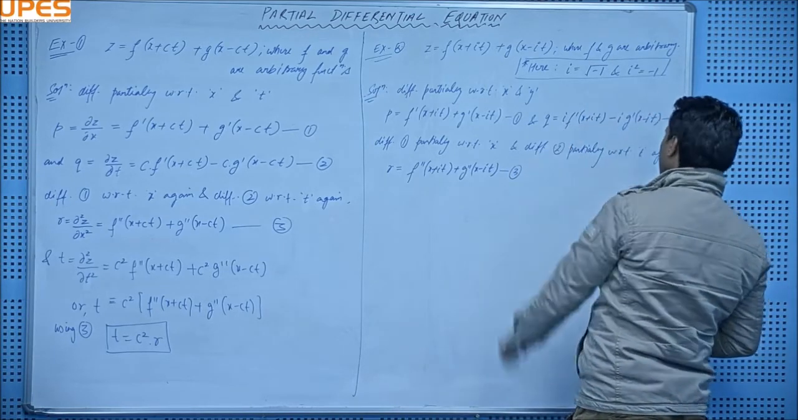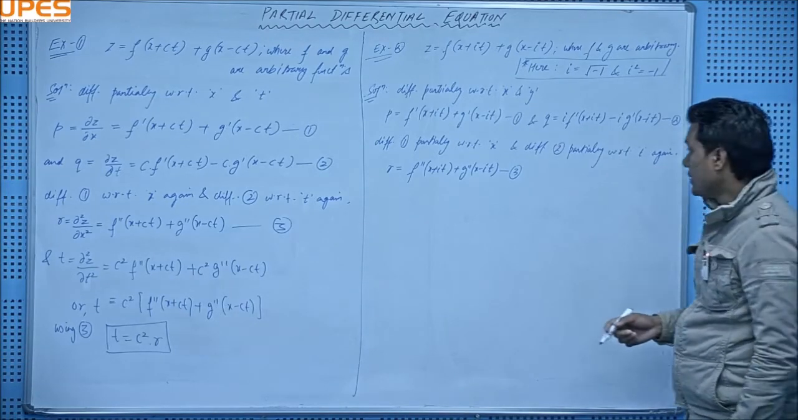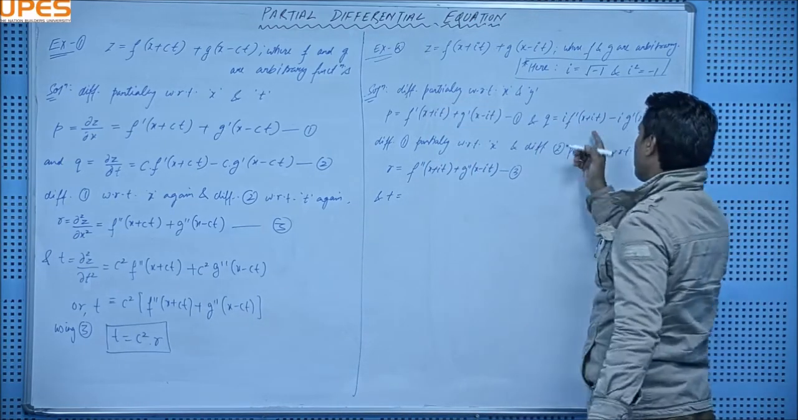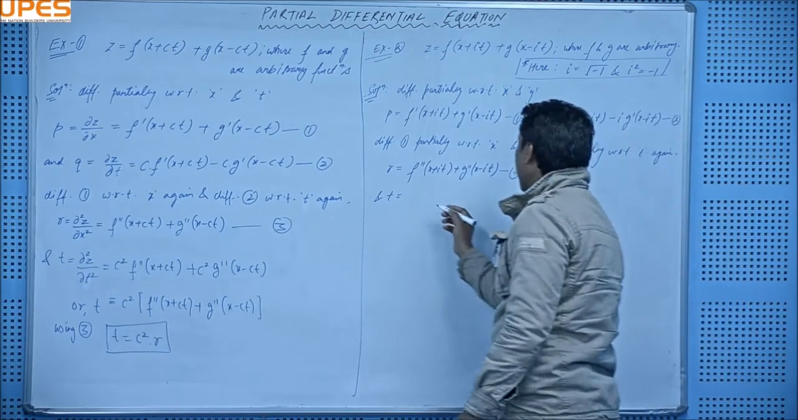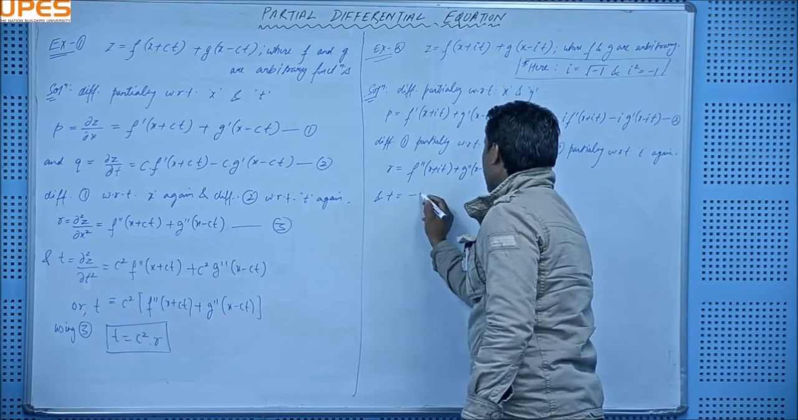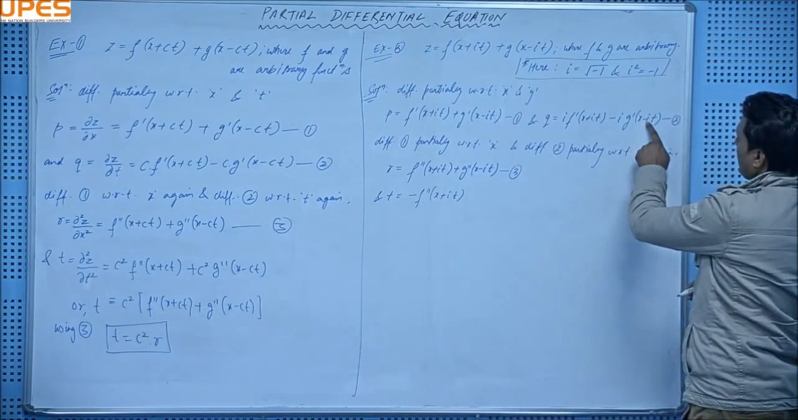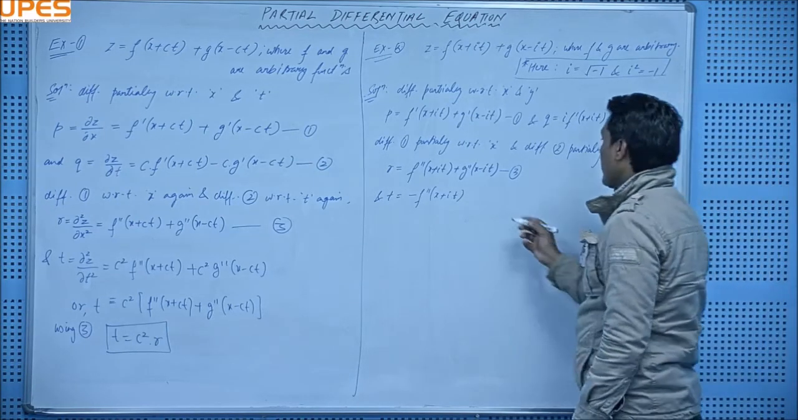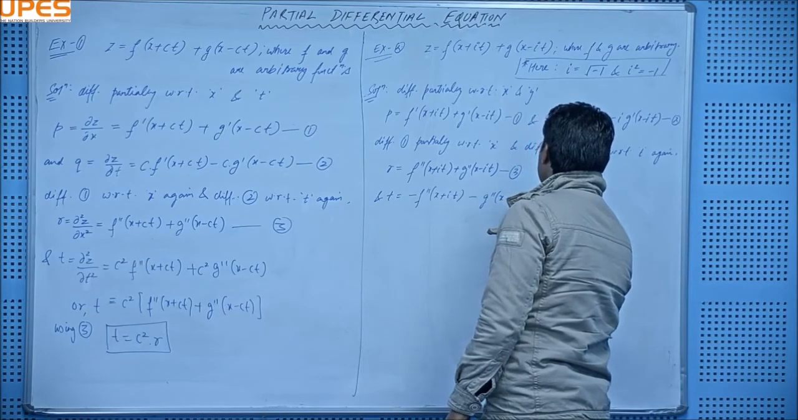Differentiation of this with respect to t again will be del q over del t, that is t. Differentiating with respect to t will produce one more iota here, then iota will combine to give iota square, which is minus 1. So that will produce minus f double dash (x plus iota t), and again minus iota multiplied by minus iota will be plus iota square, ultimately a negative sign here, g double dash (x minus iota t).